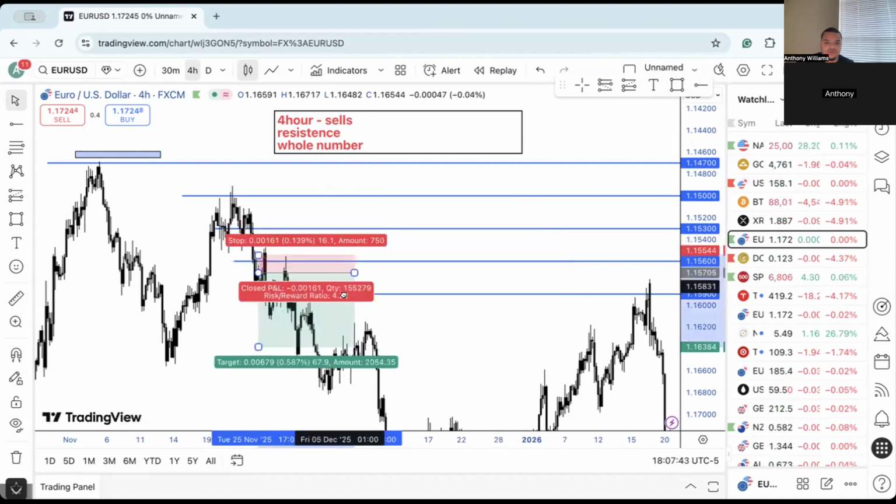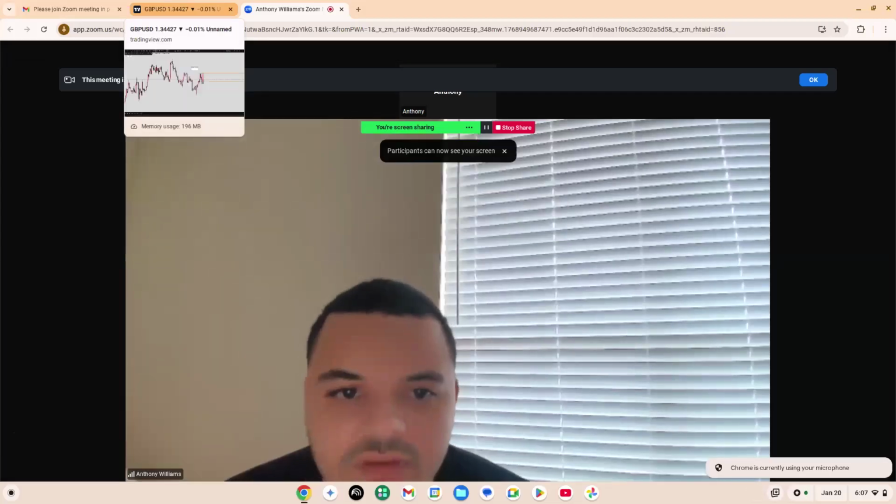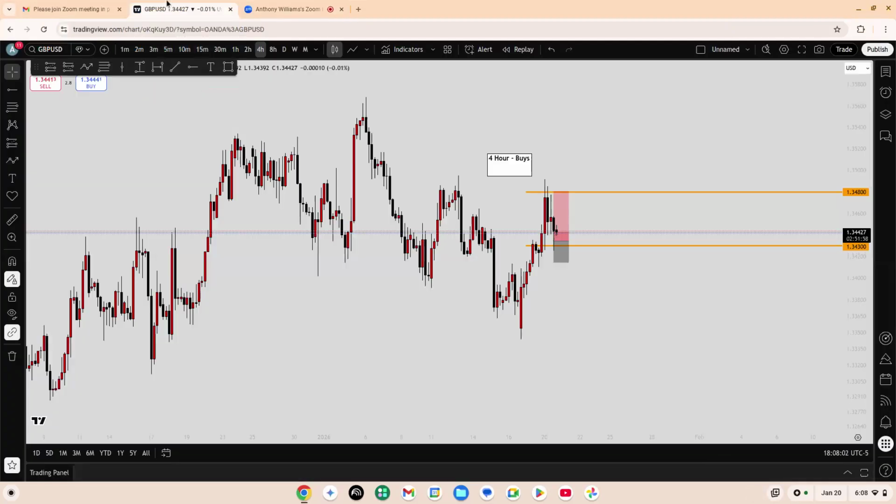Can I show you my screen to see if we're on the same page? Yeah, sure. All right, let me stop sharing and go ahead. You can share. Okay, can you see it? Yeah. So what I'm looking at is support. You would buy at support and I see it's a whole number. So buy at support and then hold up until resistance.